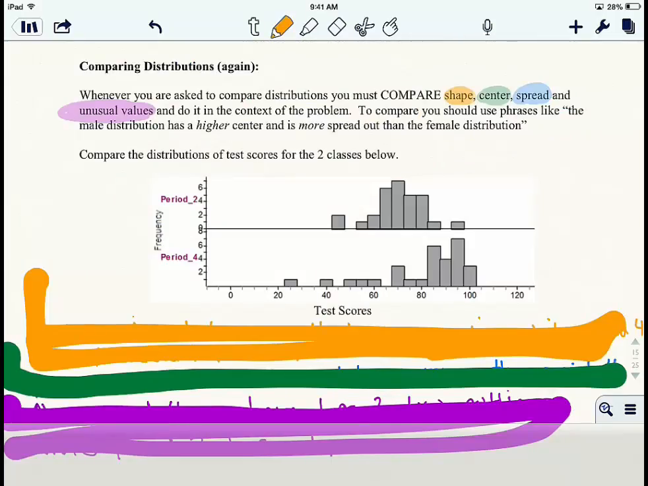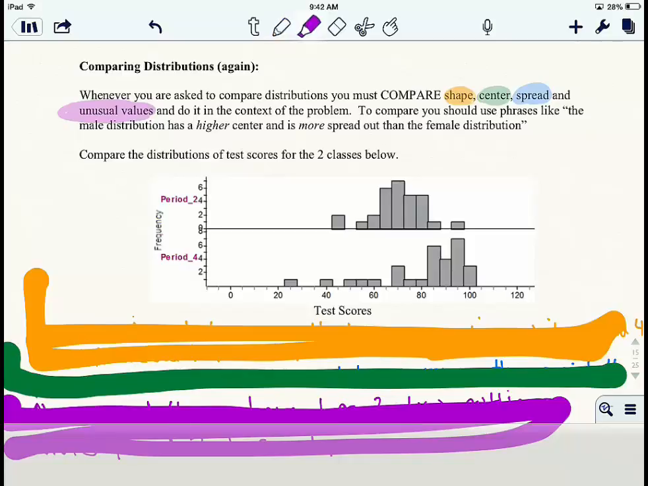We're going to talk about comparing distributions again. Whenever you are asked to compare distributions, you must compare shape, center, spread, and unusual values, and do it in the context of the problem. To compare, you should use phrases like, the male distribution has a higher center and is more spread out than the female distribution. Here we have two classes, period 2 and period 4, and their test scores. And let's go ahead and compare them.